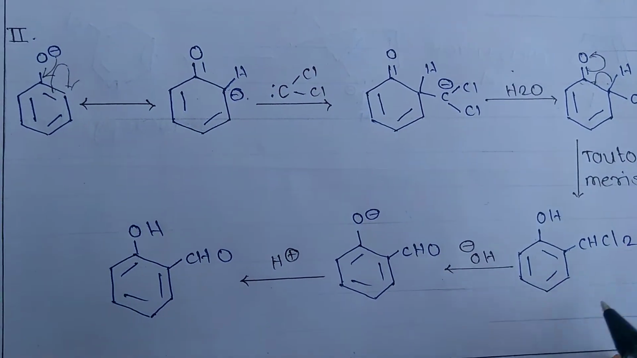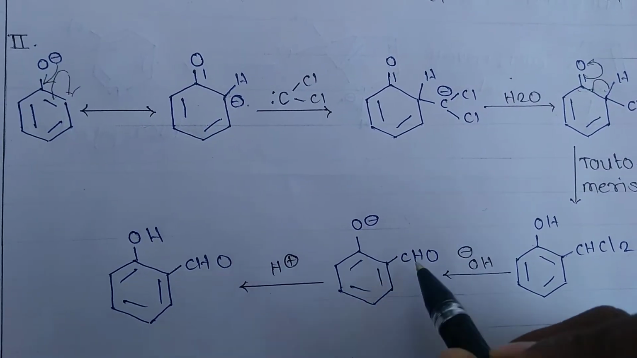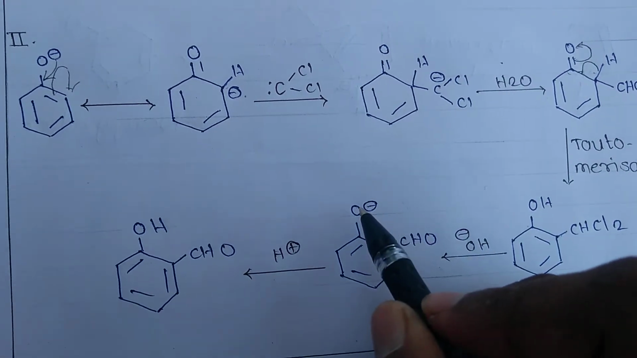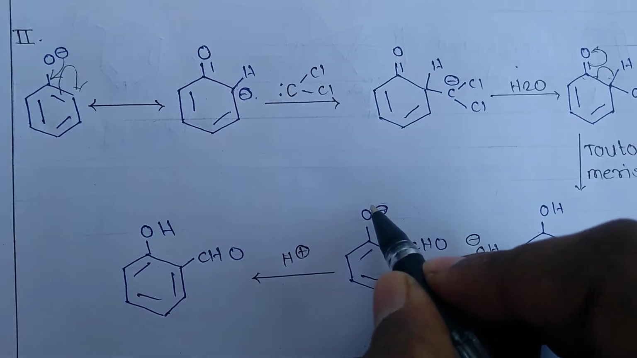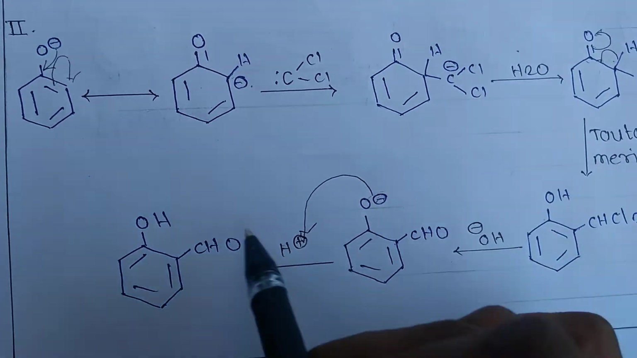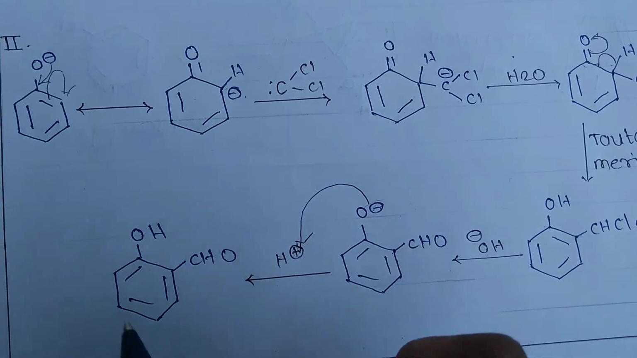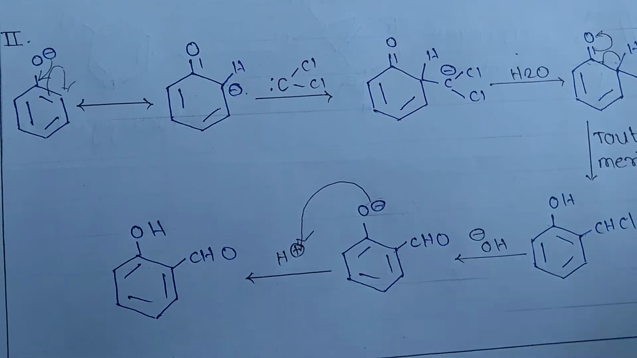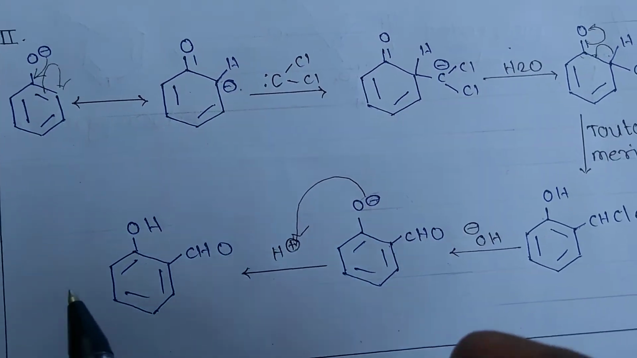This is ortho-dichloromethyl phenol, and after the hydrolysis, there is the formation of the CHO group, that means the formyl group, and here is O minus. After the acidification, that means this takes a proton from the acid, and our final product is formed, that means formyl phenol. Or you can say that the ortho position here is occupied.